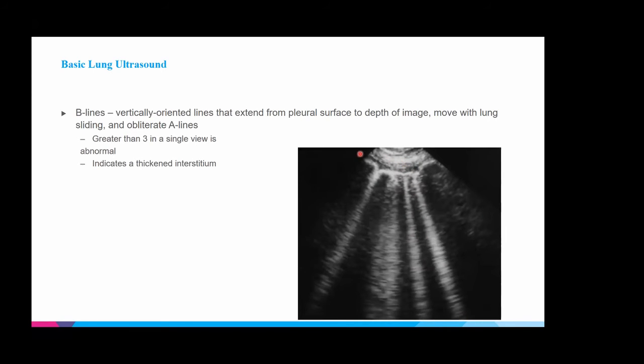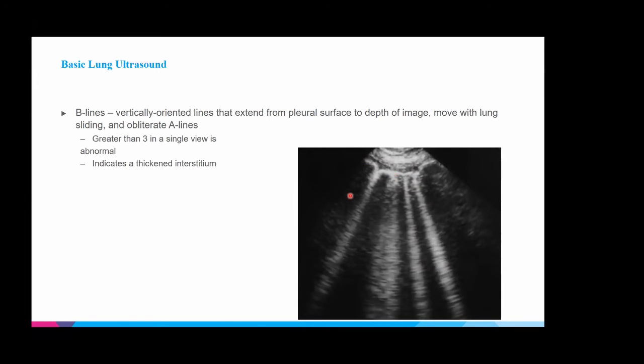It's important to know that these move with lung sliding and obliterate the A-line pattern. And because they move with lung sliding, that means in order to see B-lines, the pleural linings have to be abutting up against one another. So you will not see B-lines in patients who have a pneumothorax in that lung field. So if you see B-lines in a certain lung field, that rules out pneumothorax in that lung field.